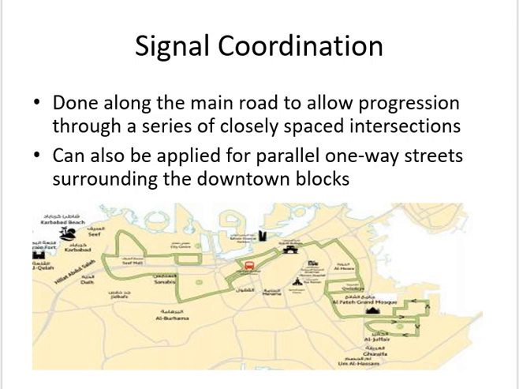Coordination is done on the main roads when the intersections are very close to each other. So we coordinate the signals, meaning we design their timings together so that the vehicles can move through the highway without any stoppage. They keep on finding the green time whenever they reach an intersection. It can also be applied to parallel one-way streets.